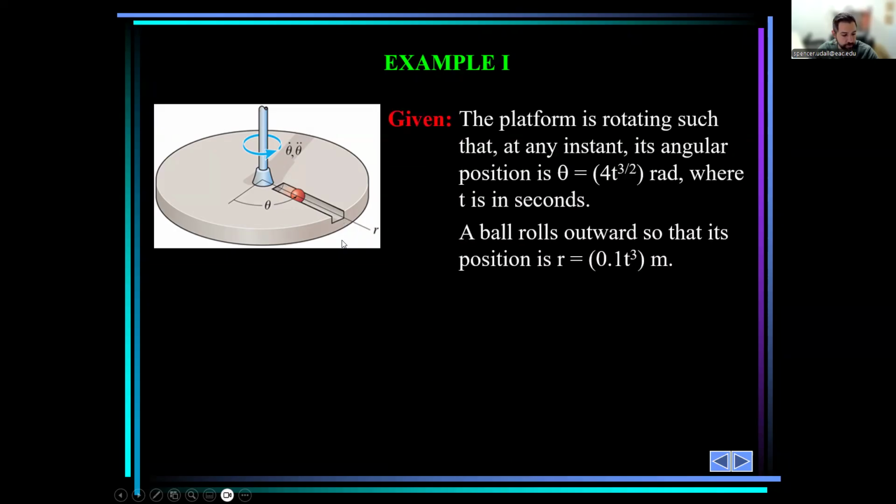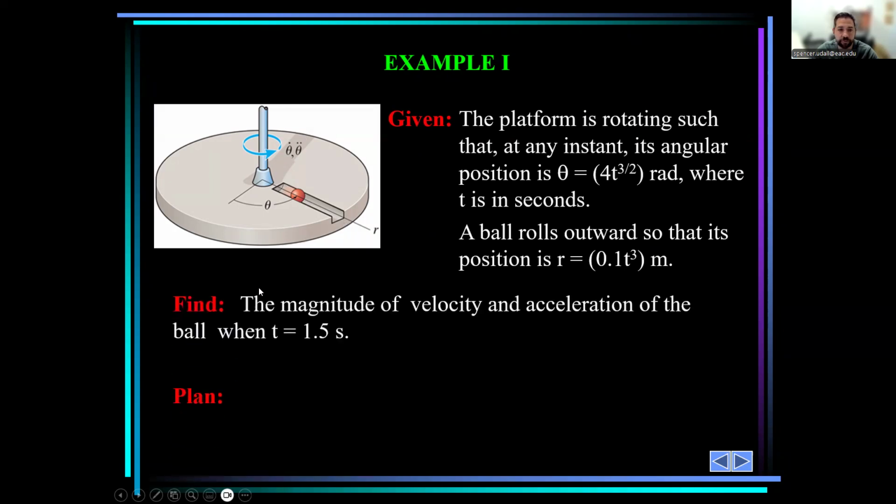So they gave us a theta in terms of t equation, and they gave us an r in terms of t equation, which is interesting. So we can find the magnitude of velocity and acceleration at a time t equals 1.5. So we're going to use the polar coordinate system.